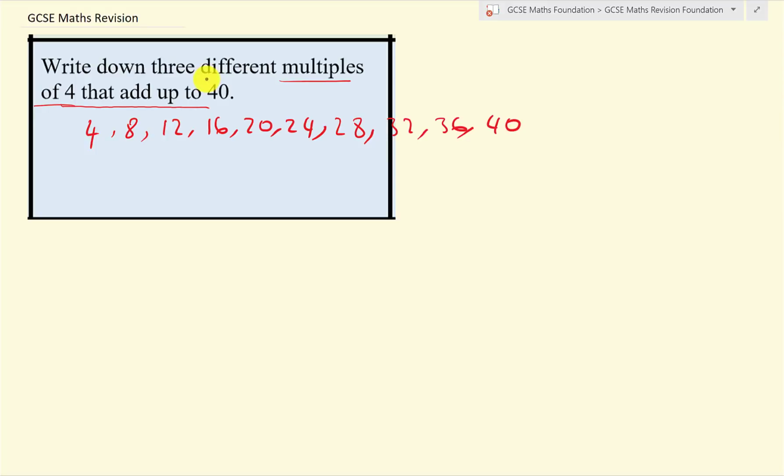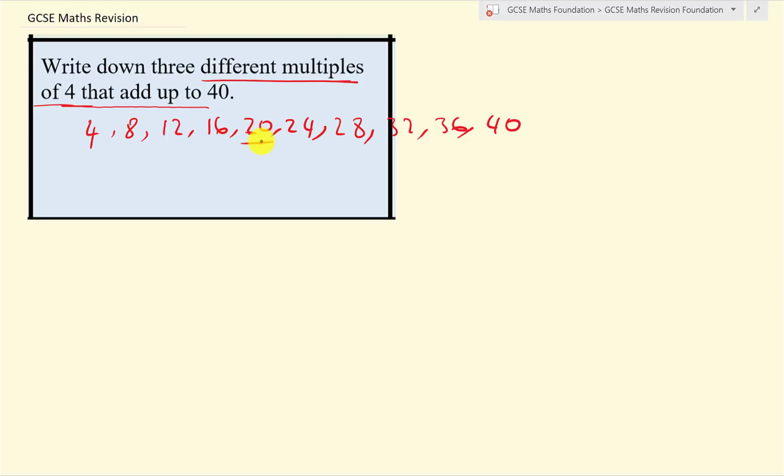Okay, so 3 different multiples of 4 that add up to 40. So 3 numbers I need. 3 different numbers, not the same one. Let's have a look which numbers add up to 40. So 4 and 8 add 12, add 12 is 24. No, it doesn't work. So we need to go slightly higher, slightly bigger number. So we got 20. Yes, let's work like this.